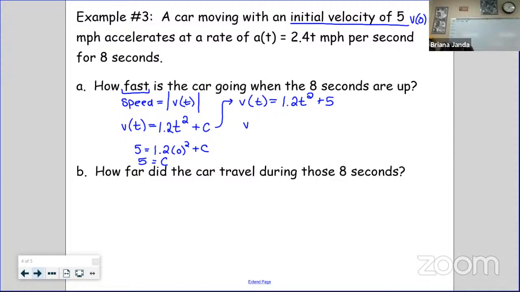So what is our velocity? Or actually, what is our speed? Which will be the absolute value of our velocity, which is the absolute value of 1.2 times 8 squared plus 5. Again, the absolute value bars are a little redundant on this since it's a positive value anyway, and that comes out to 81.8 miles per hour.